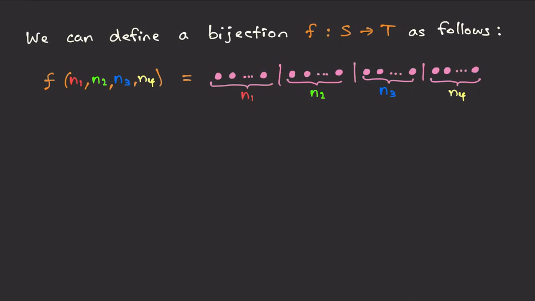Now we need the inverse of F. That is, we need to know how you would go from a string that belongs to the set T back to the 4-tuple in S which maps to that string.